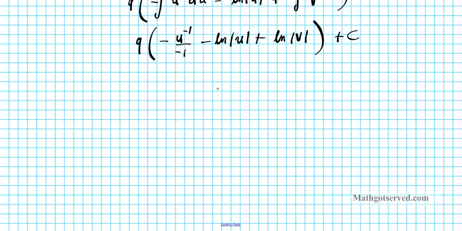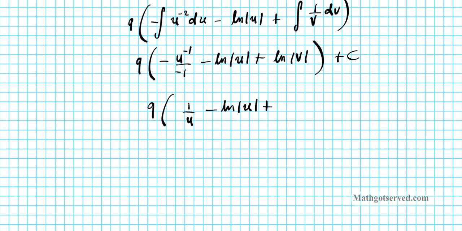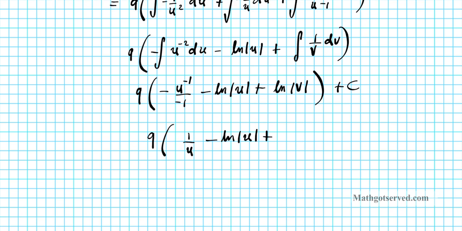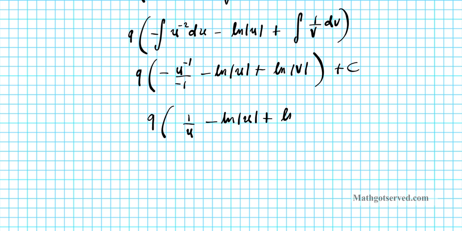Let's simplify this a little bit further. This becomes 9 times, using the reciprocal property of exponents, and with the two minus signs giving a positive, 1 over u minus the natural logarithm of the absolute value of u plus, remember what v was? We said v should be u minus 1, so let's put it back. Natural logarithm of u minus 1 goes there, plus c.